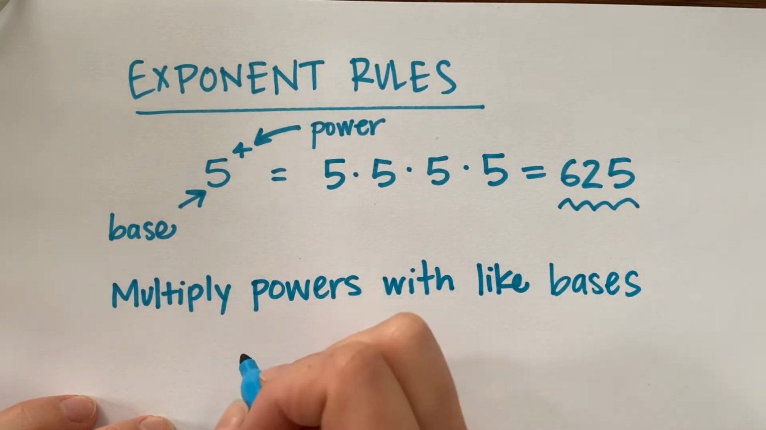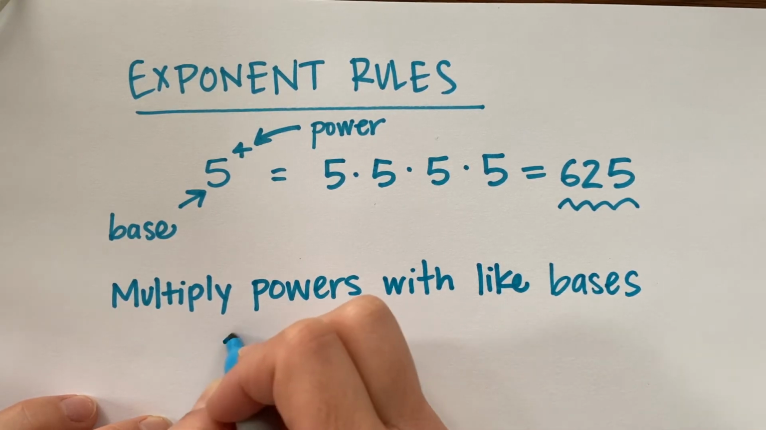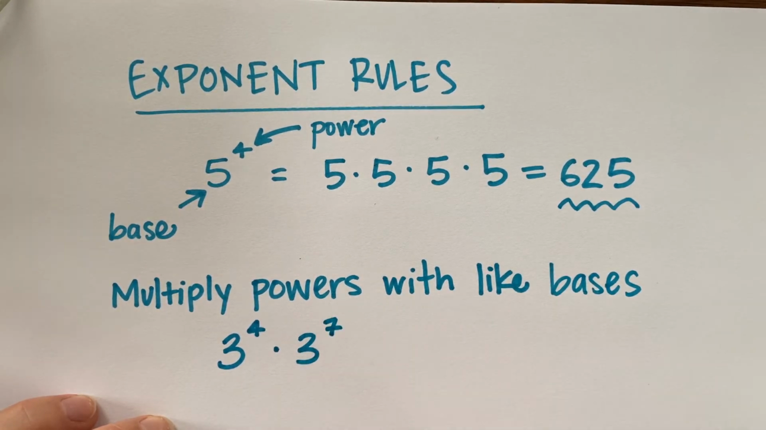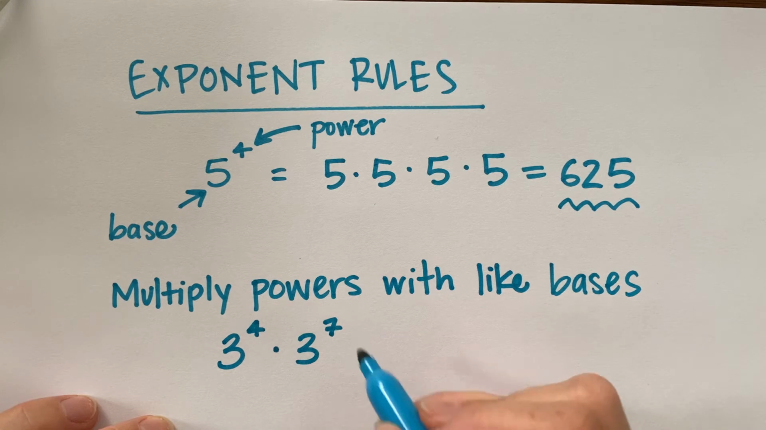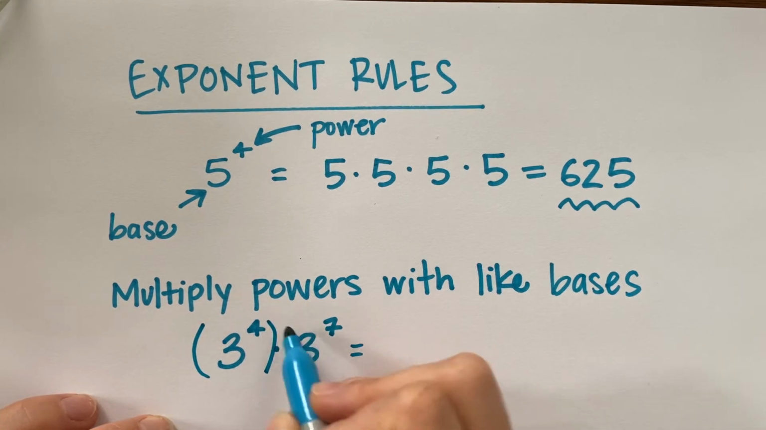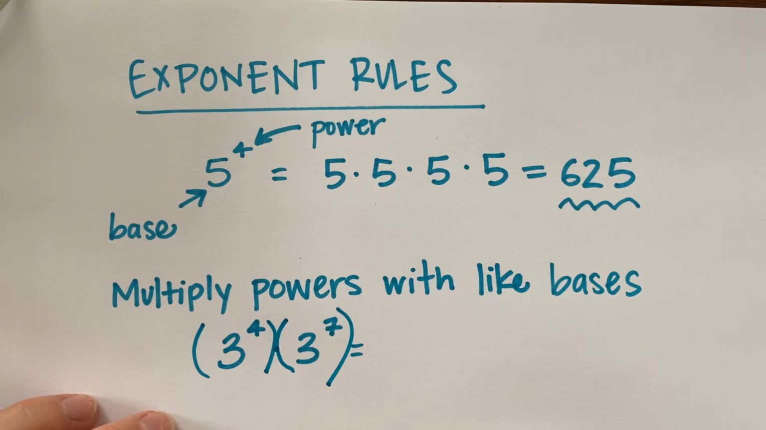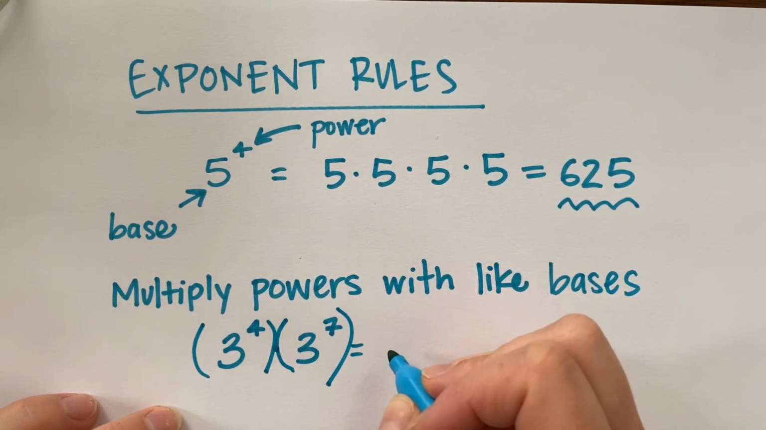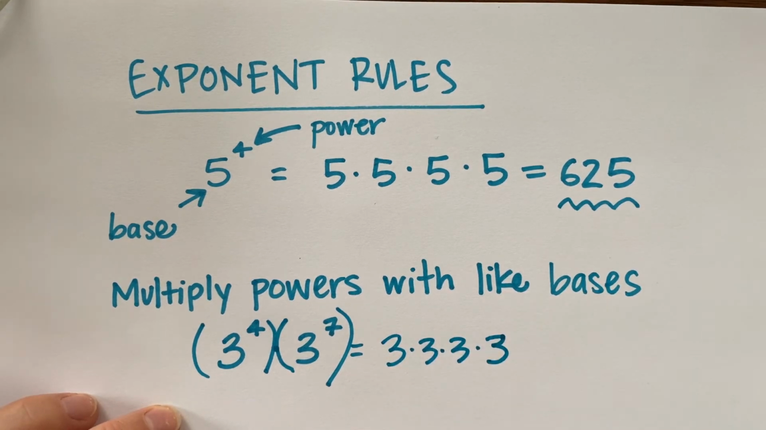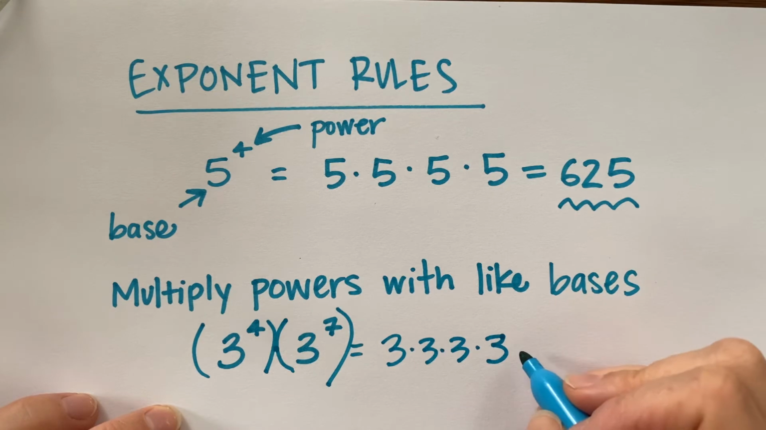So let's say we had something like 3 to the 4th power times 3 to the 7th power. Now here's what I want you to notice. These are both powers and their bases are the same. The bases are 3. Now we could think of this as a multiplication problem with a little multiplication dot. We could think of it as a multiplication problem with parentheses, but essentially what we're going to get is 3 to the 4th, 3 times 3 times 3 times 3, 4 3s, times 3 to the 7th.